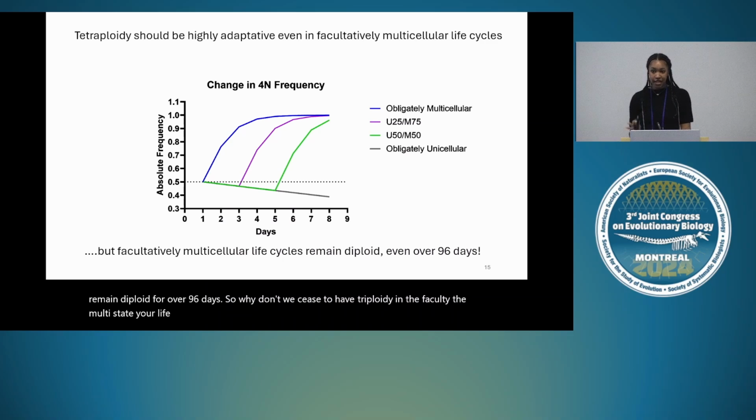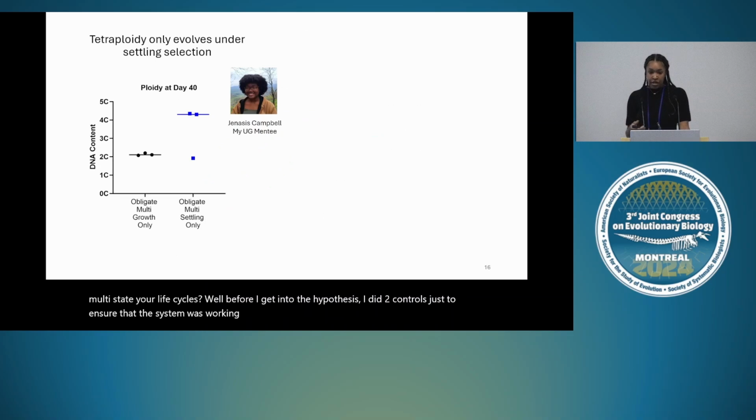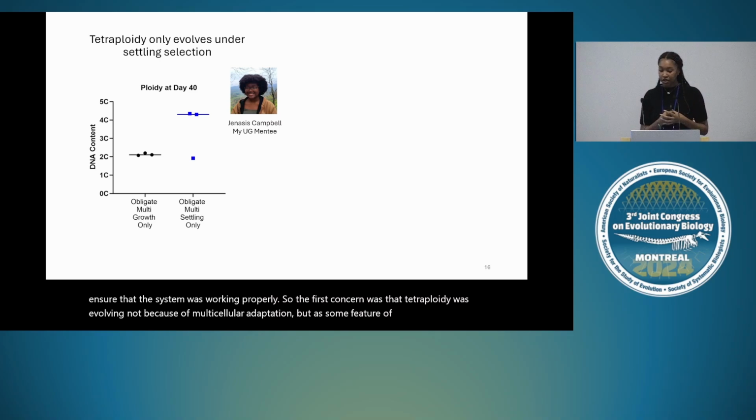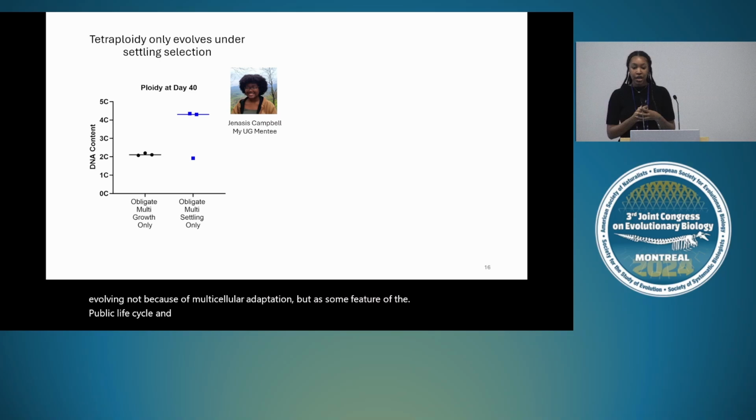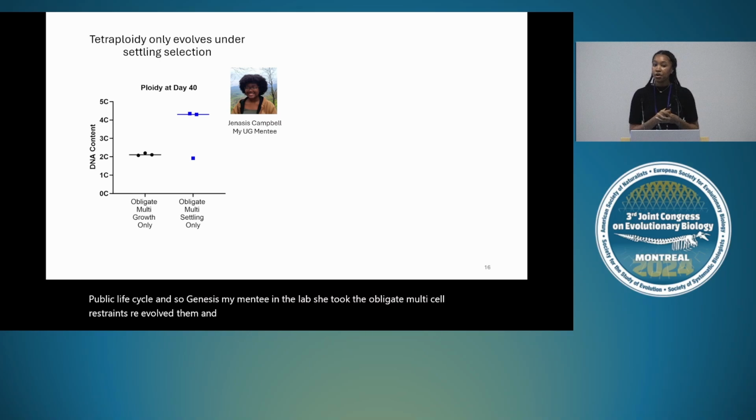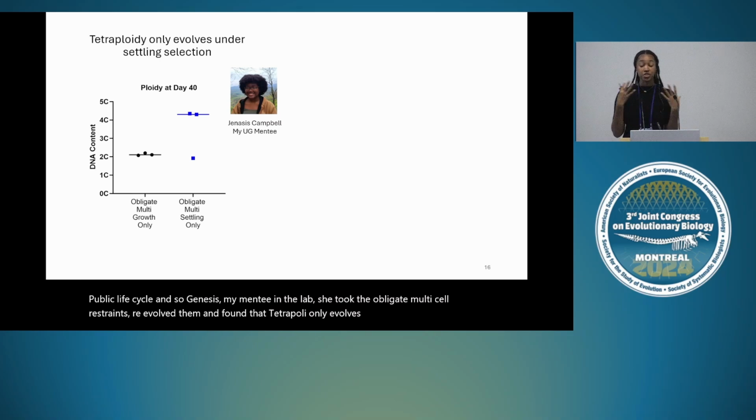Well, before I get into the hypothesis, I did 2 controls just to ensure that the system was working properly. So the first concern was that tetraploidy was evolving not because of multicellular adaptation, but as some feature of the obligate life cycle. And so Genesis, my mentee in the lab, took the obligate multicellular strains, re-evolved them, and found that tetraploidy only evolves when you are selecting for larger size.